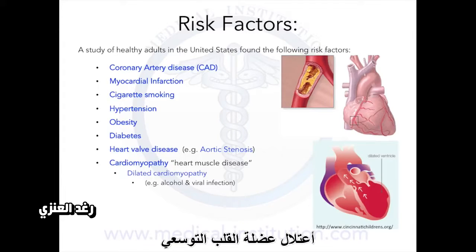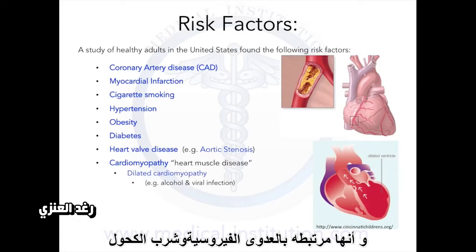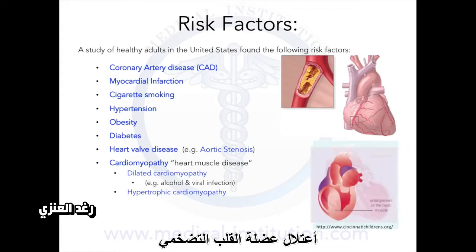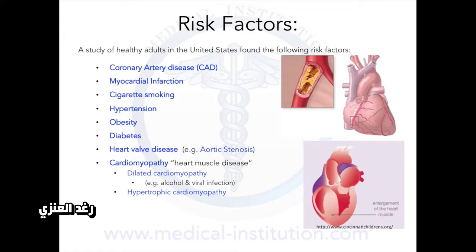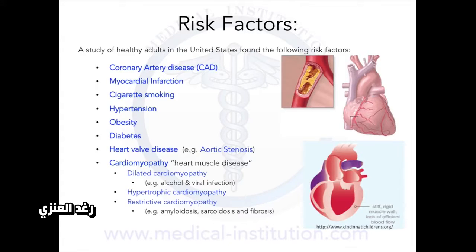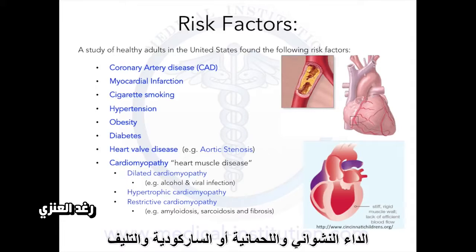For example, dilated cardiomyopathy, in which the heart's ability to pump blood is decreased because the heart's main pumping chamber, the left ventricle, is enlarged, and is associated with alcohol and viral infection. Hypertrophic cardiomyopathy, which is associated with thickening of the heart muscle, most commonly at the septum between the right and the left ventricle. Restrictive cardiomyopathy, which is a condition in which the walls of the heart are abnormally rigid and lack flexibility to expand as the ventricle fills with blood, and it's associated with amyloidosis and sarcoidosis and fibrosis.